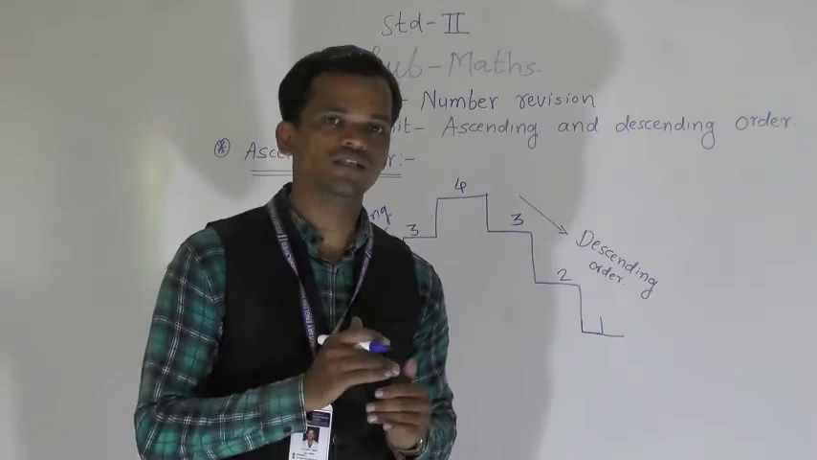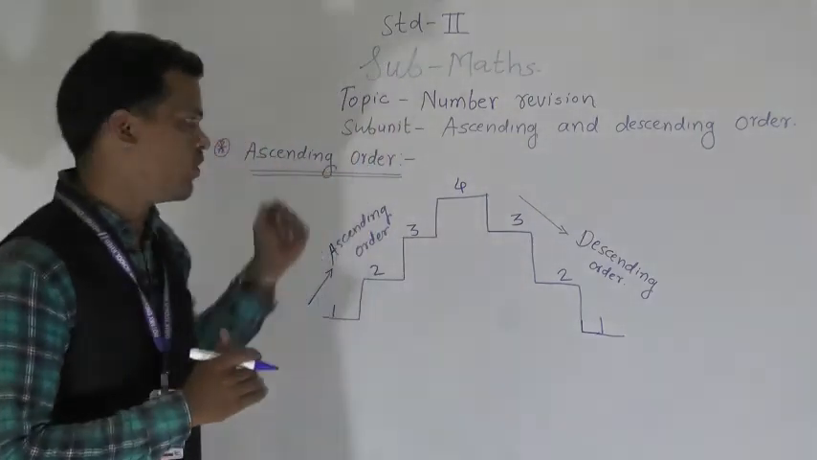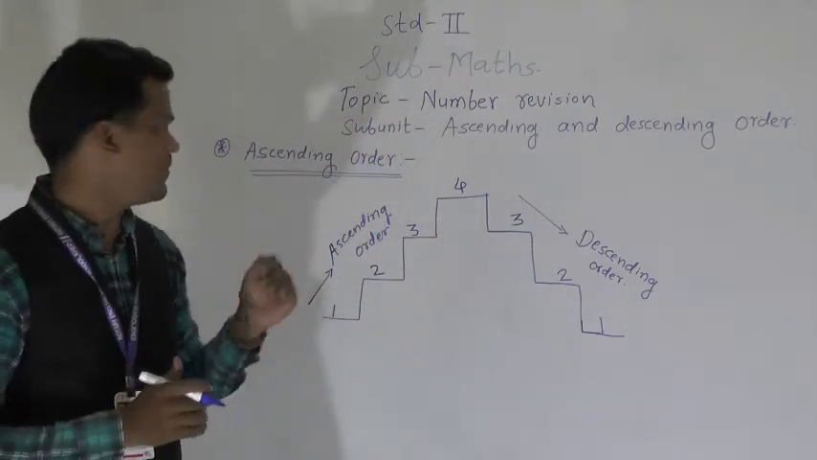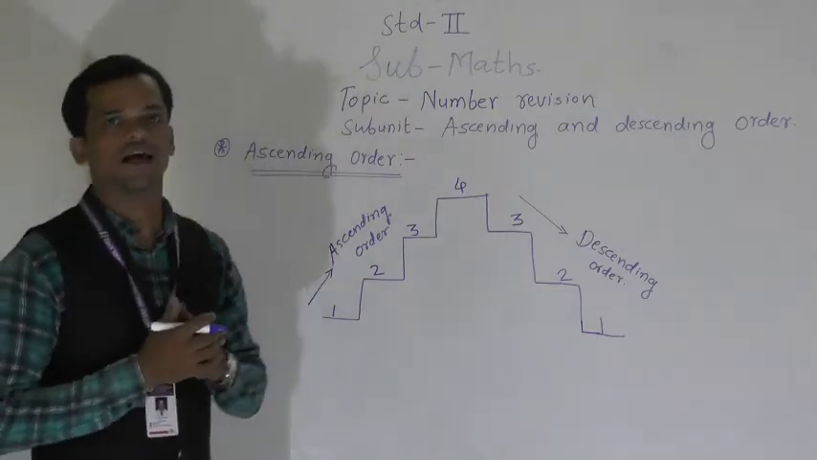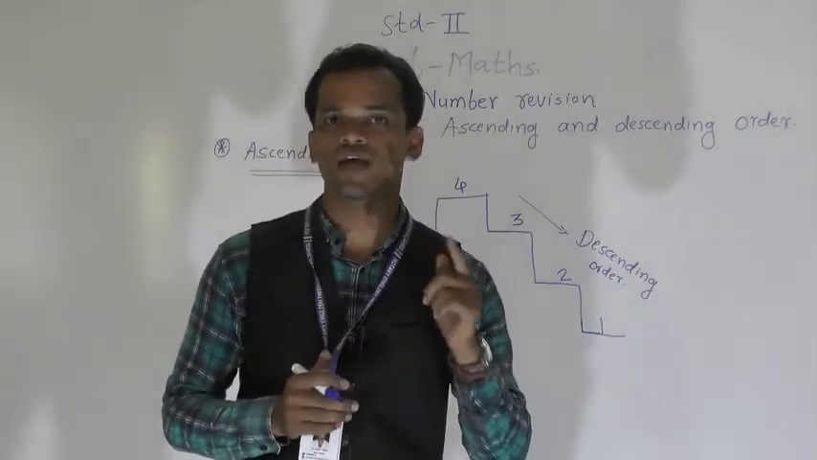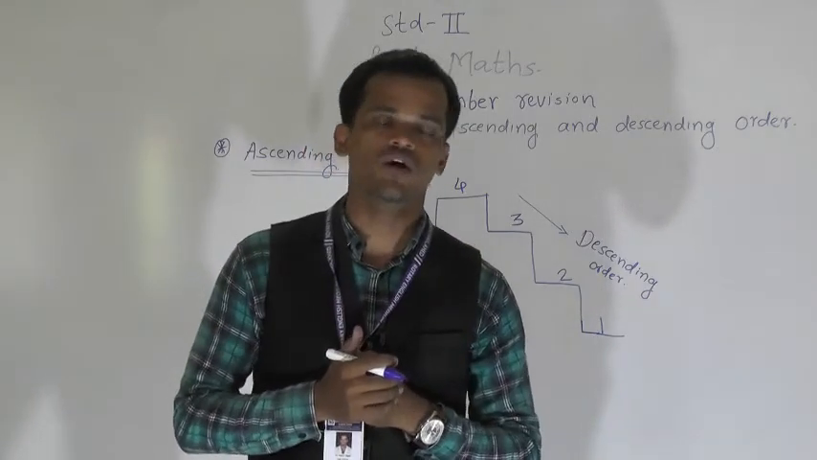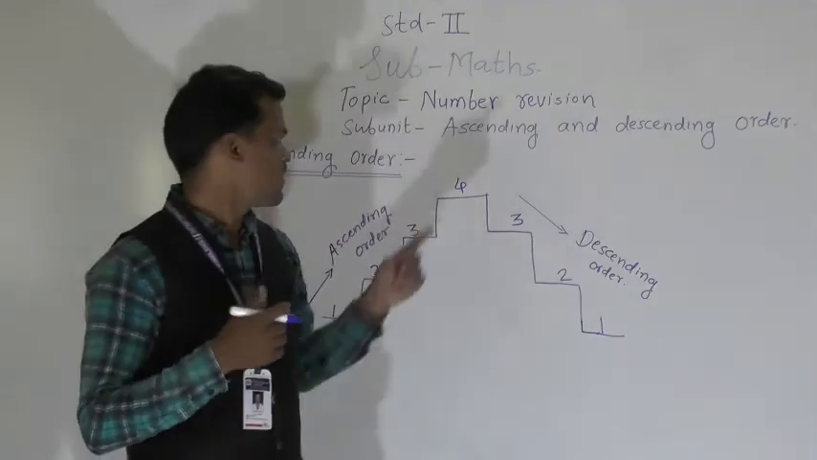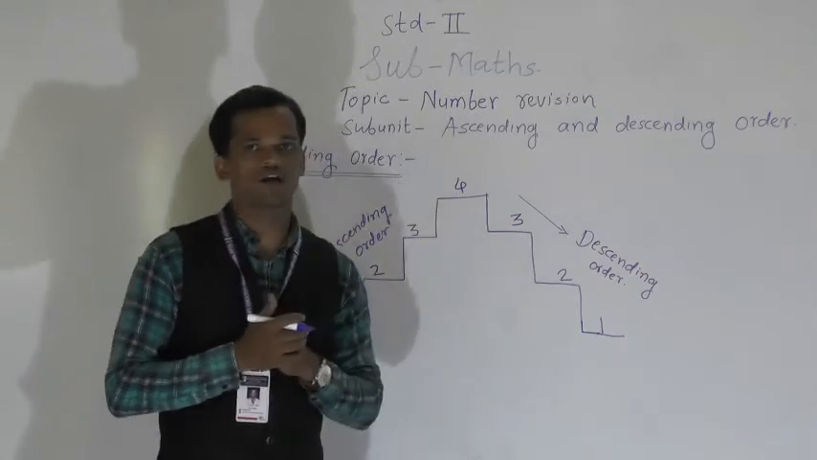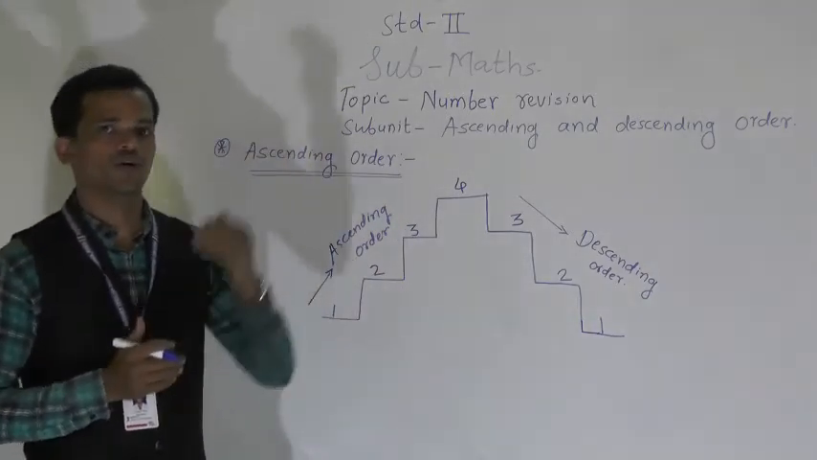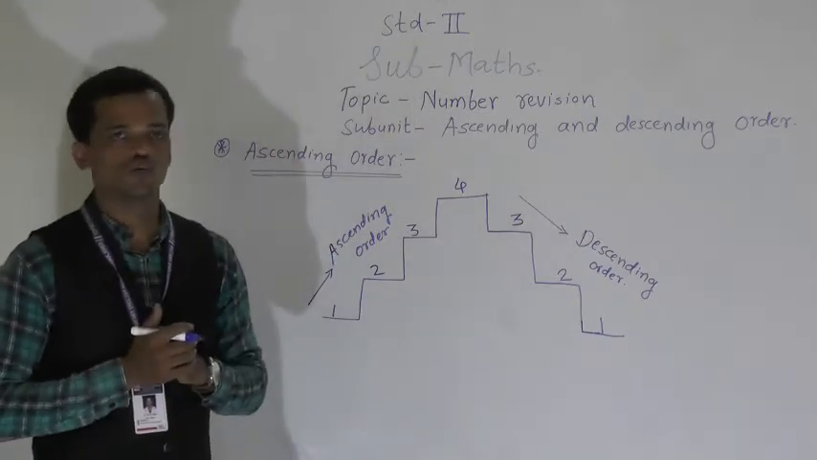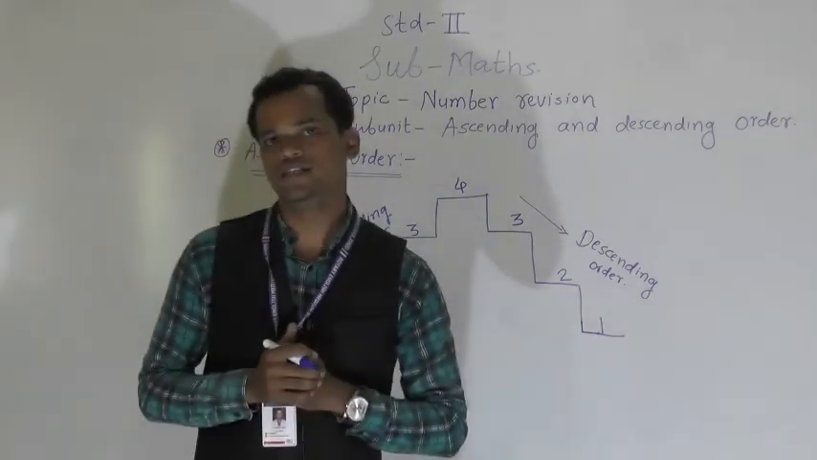If the numbers are arranged from lowest to highest, or from smallest to greatest, that order is called ascending order or increasing order. Otherwise, descending order. What is meant by descending order? If the numbers are arranged from greatest to smallest, that order is called descending order.